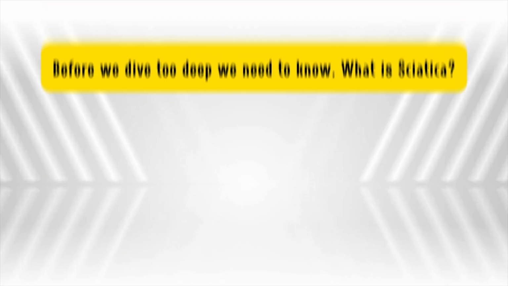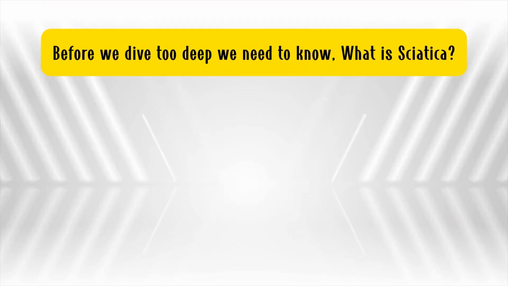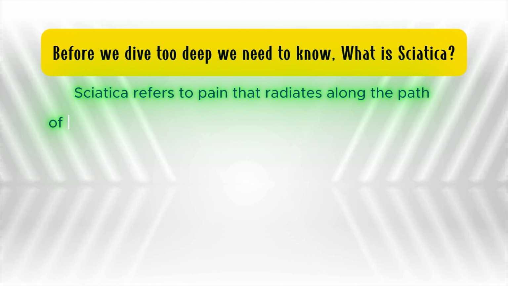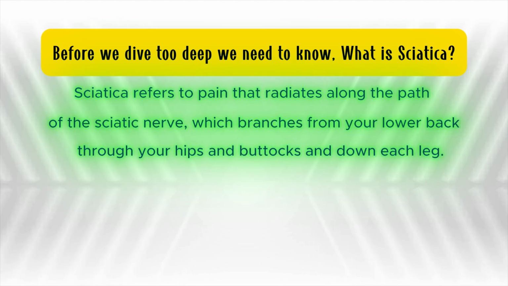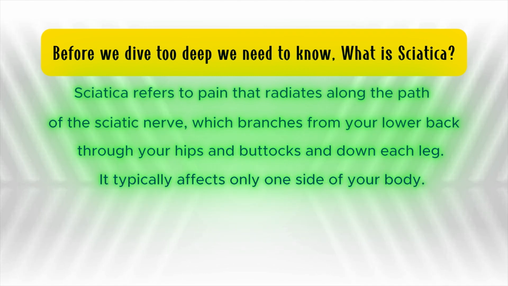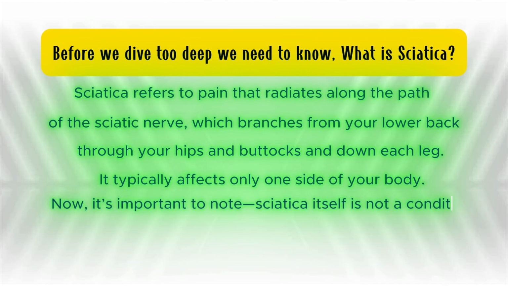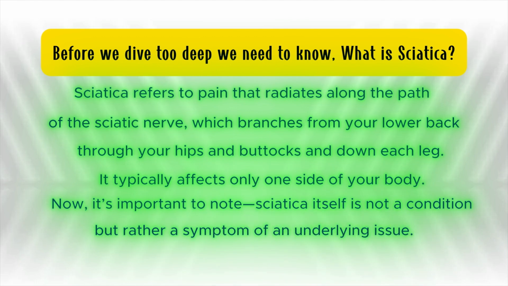Now, before we dive too deep, we need to know what is sciatica. Sciatica refers to pain that radiates along the path of the sciatic nerve, which branches from your lower back through your hips and buttocks and down each leg. It typically affects only one side of your body. Now, it's important to note sciatica itself is not a condition, but rather a symptom of an underlying issue.